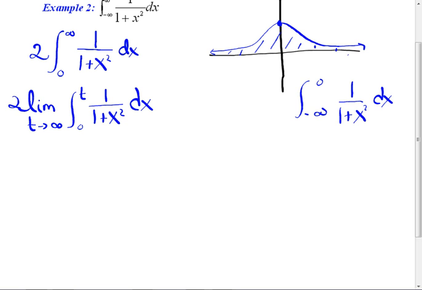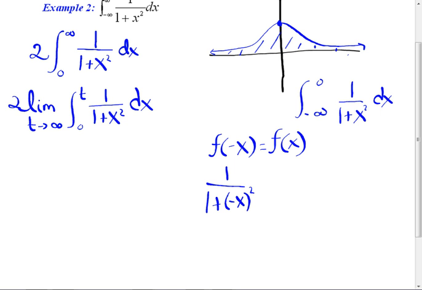Because I know what it looks like. You should know that it's even, because how do you find out if it's even? f of minus x has to equal f of x, remember? They expect you to know even and odd on the exam. So if you substitute in minus x, f of minus x is 1 over 1 plus the opposite of x squared, which equals 1 over 1 plus x squared, which is equal to f of x. So I do know I have symmetry.